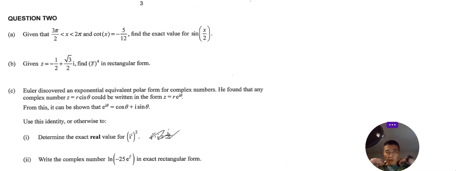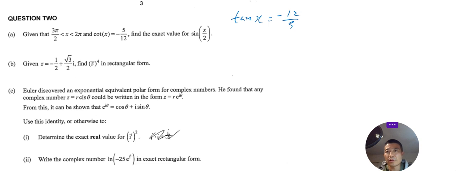It took me a while to find the easiest way to explain, I think. First of all, because cotangent x is negative 5 over 12, then tangent x must be minus 12 over 5, right? And then we figured out where it is.